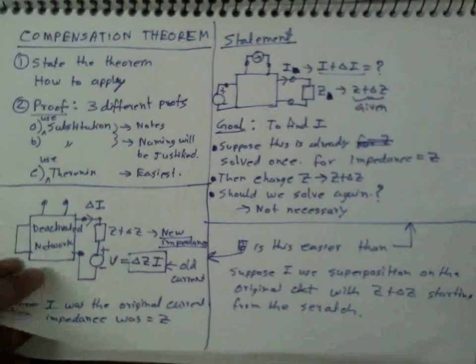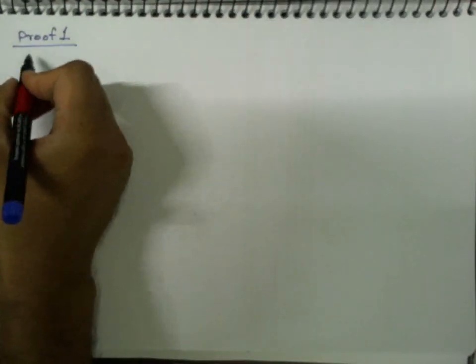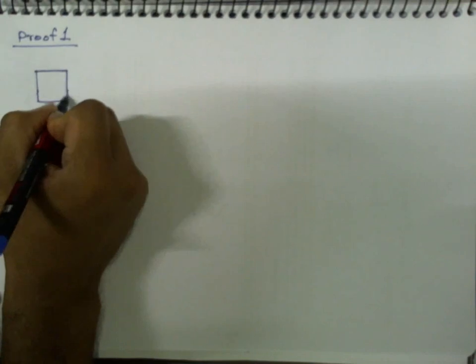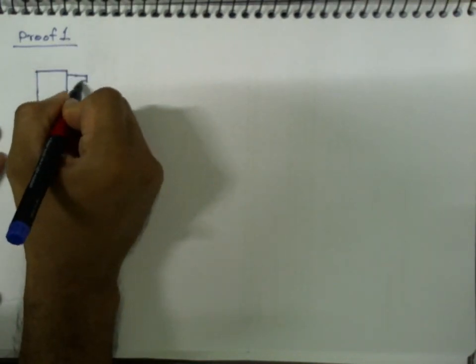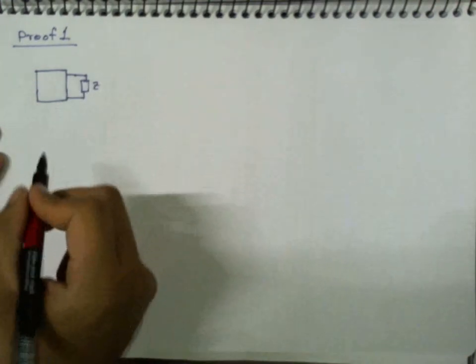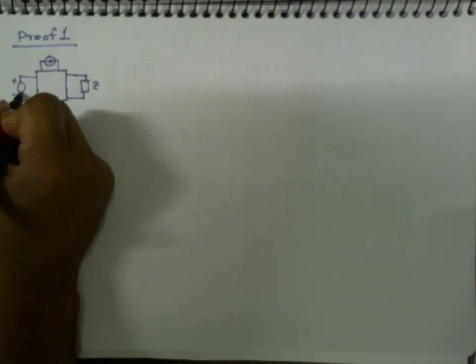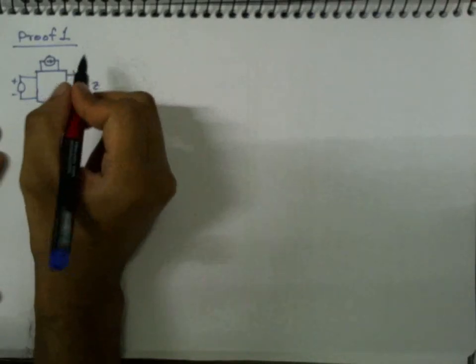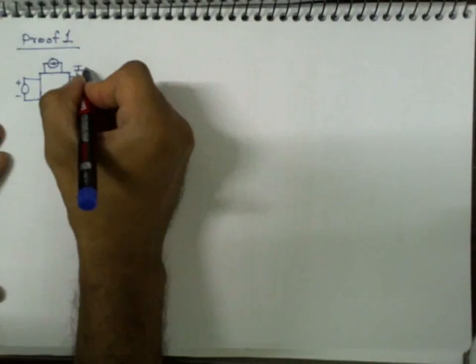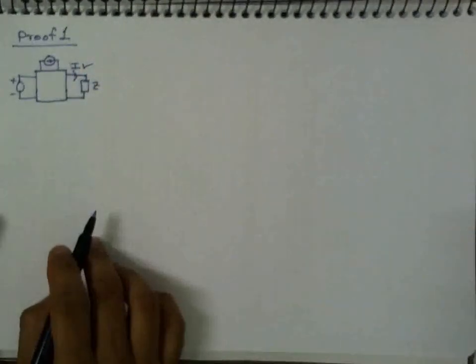Now it's time for the proofs. Proof 1. This is one way of proving it. Let us first draw the network with the impedance equal to Z. That was the condition before Z was changed. The network has some current sources and some voltage sources internally, and we have already solved it once to get the current I. So this I is known. That's the situation.